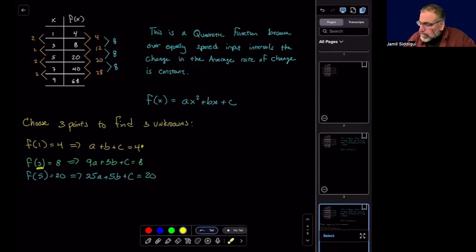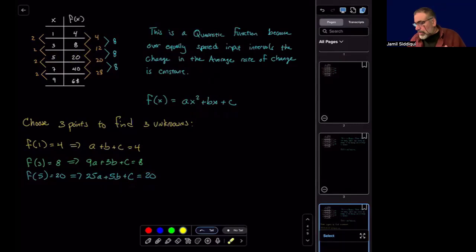I'm going to plug 3 into this equation right here. That's going to make this guy right here 9. That's why I've got a 9a. It's going to make this guy 3, so that's why I've got a 3b. And it's going to make this guy right here c, because he's a constant. And that's going to equal 8 when we plug in 3. And then I'm going to plug in 5, and that's going to make my x squared 25. So you see a 25a there. Going to make that x at 5, so you see a 5b. It's not going to touch that c, so you've got a c, and the output's going to be 20.